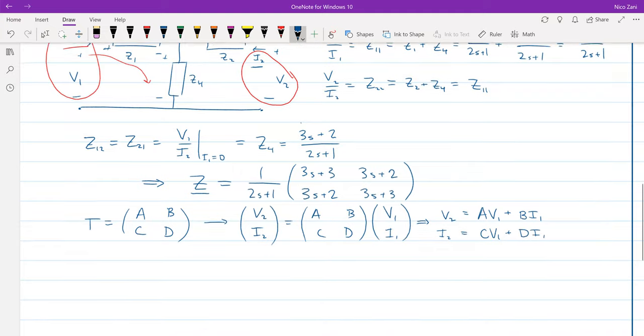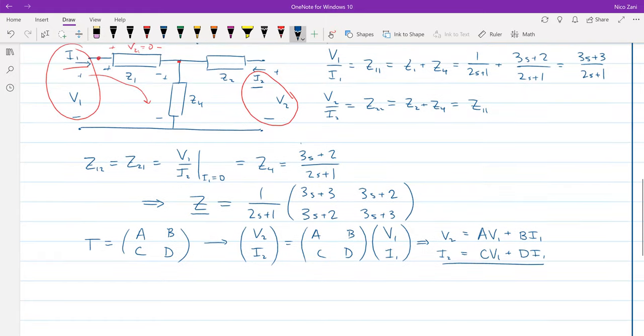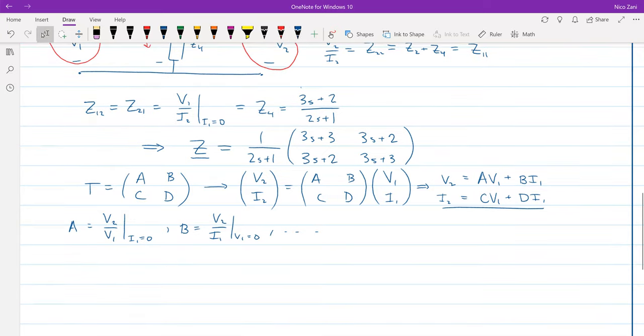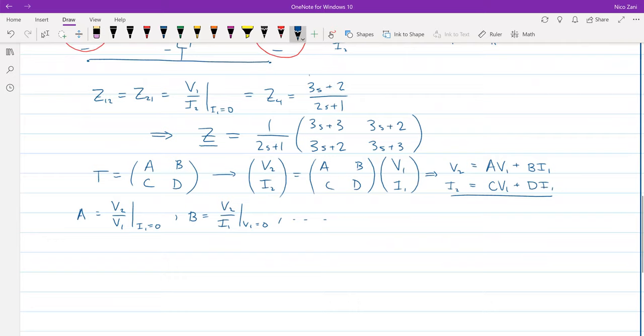All right. Now, with this in mind, we can either start finding A, B, C, and D individually, for example, A would be equal to V2 over V1 when I1 equals 0, and B is V2 over I1 when V1 equals 0, and so on and so forth for all the parameters. Or we could say that in the same way that we have this equation right here, we also have a similar equation for our Z parameters. And that's this equation right here.